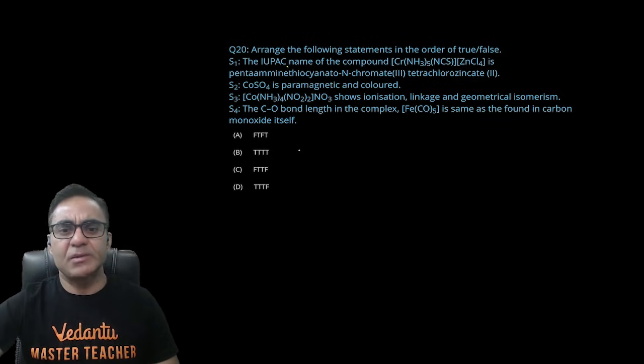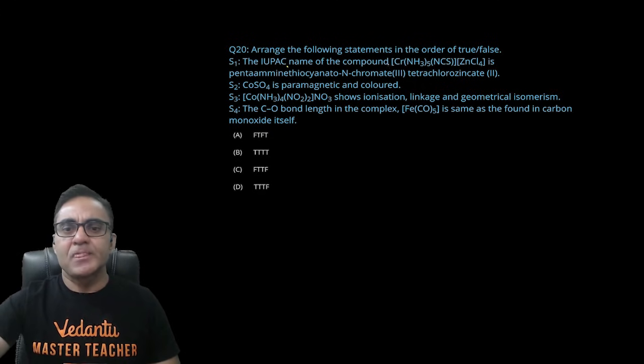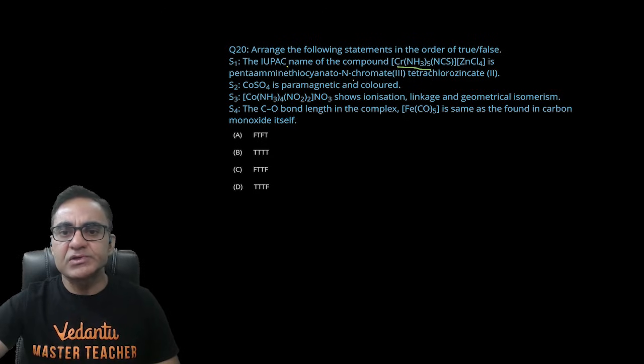In this question we have to find out true and false statements, and we have to arrange them in the sequence of being false or true. Arrange the following statements in the order of true and false. Okay. IUPAC name of this compound is this. Okay. Pentamine thiocyanate and chromate.